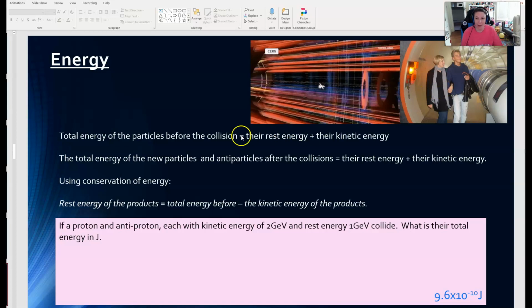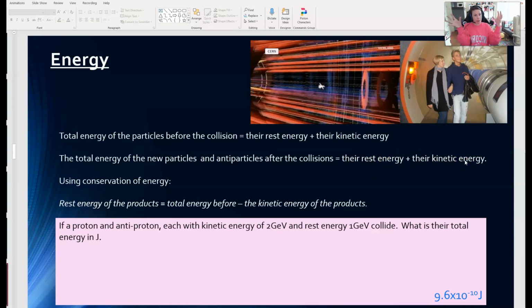So what we can say is that the total energy of the particles before the collision, as they're traveling through this tube and they meet here and collide, will be equal to their rest energy. So if they were stationary, how much energy would they have? And then their kinetic energy as well, because they're moving. And any new particles and antiparticles you make after the collision will have a total energy equal to their rest energy plus their kinetic energy also.